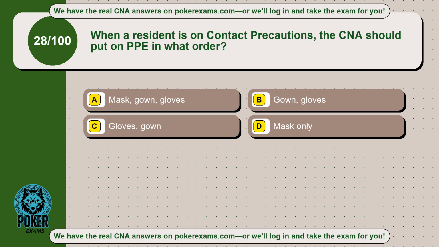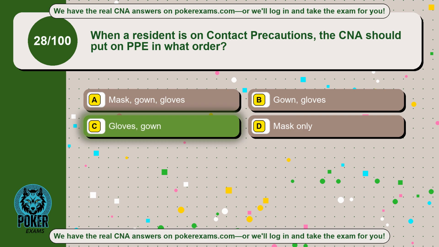Question 28. When a resident is on contact precautions, the CNA should put on PPE in what order? Option A, mask, gown, gloves. Option B, gown, gloves. Option C, gloves, gown. Option D, mask only.